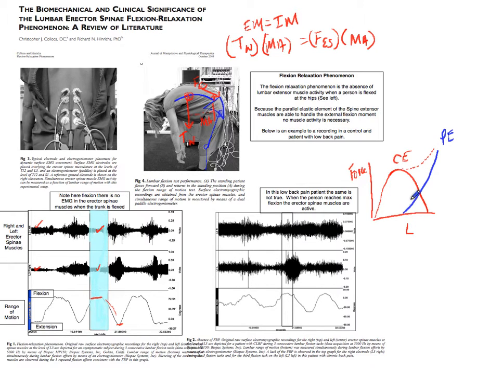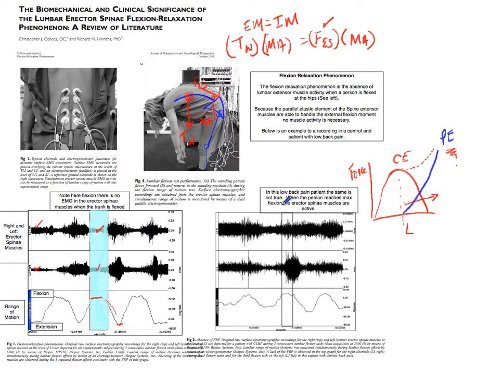So the assumption here is that what's happening is, as the person flexes their spine, the lumbar muscles are lengthened beyond their resting length or their middle position for the CE, and then gradually as they lengthen this way, they recruit the PE. And so therefore they don't really need any muscle activation, but they can still develop the required force to balance the external load. That's the explanation of the flexion relaxation phenomenon.